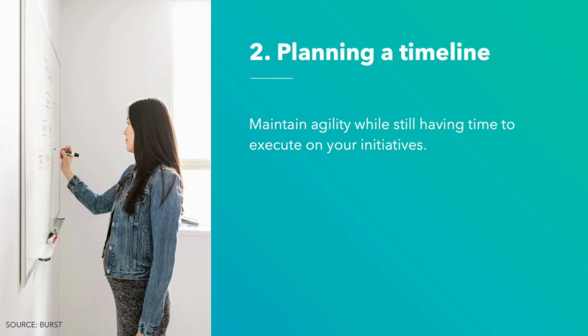For more detail about the buyer's journey and creating content for each stage, check out the resources section below. Now, back to building a content creation framework. Step 2 is planning a timeline. When putting together a timeline, keep in mind that you'll want to maintain agility while still having time to execute on your initiatives. When planning content creation over the span of a quarter, try to have at least 2 or 3 content offers you want to create and organize your content by buyer's journey stages.